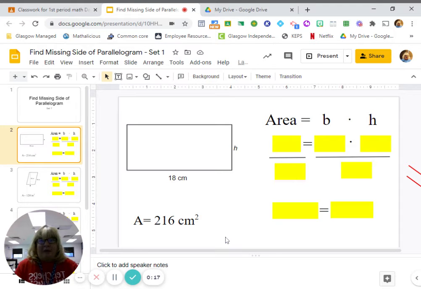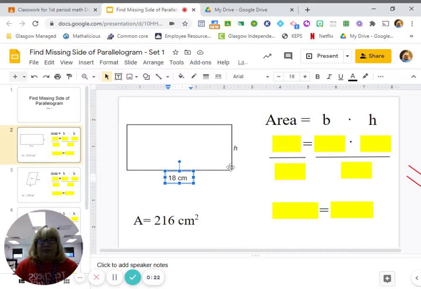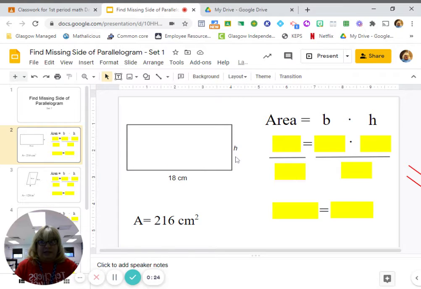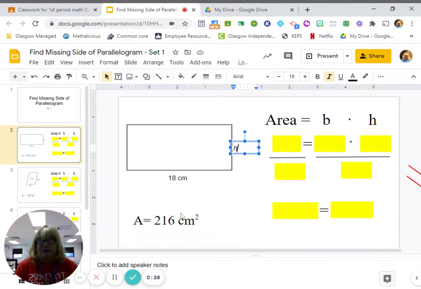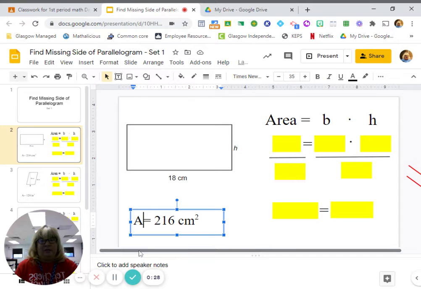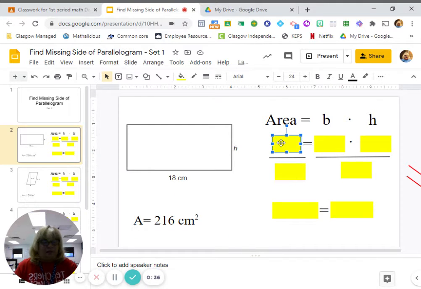So here we have a rectangle, and we know the base, which is 18 centimeters. We don't know the height, because I just got an H there. And we do know the area is 216 centimeters squared. So we're going to go over here and we're going to fill in what we know. So we know A, area, is 216. So we're going to put 216 there.